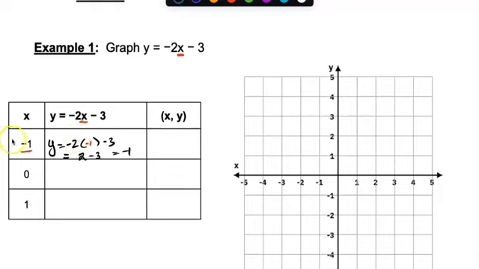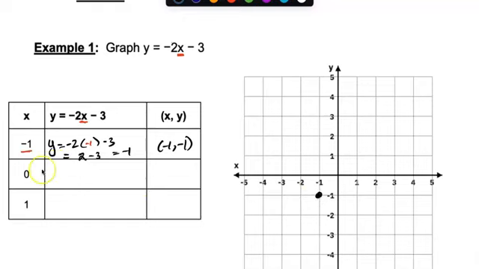So we're going to have a point. x is negative 1, and the y we found is also negative 1. So negative 1 and negative 1. On here, here's my x, here's my y. So we're going to go to the x first. So negative 1, the x is right here, and we're going to go down 1 to get the point negative 1, negative 1. So that's our first point.